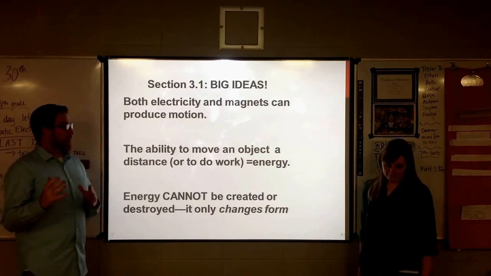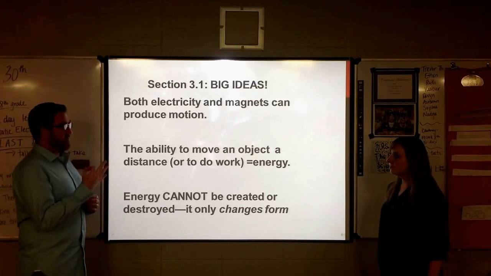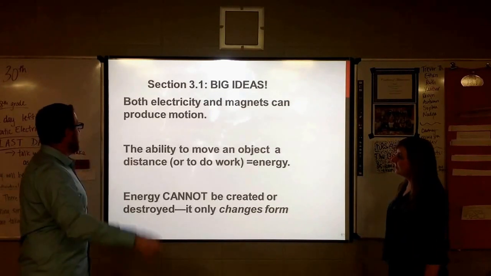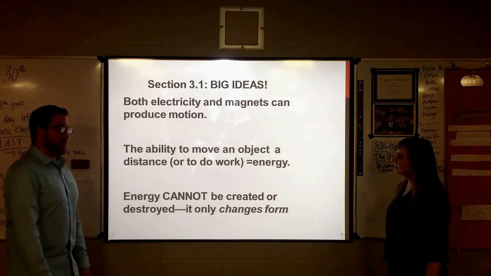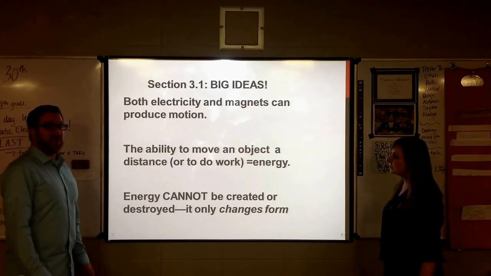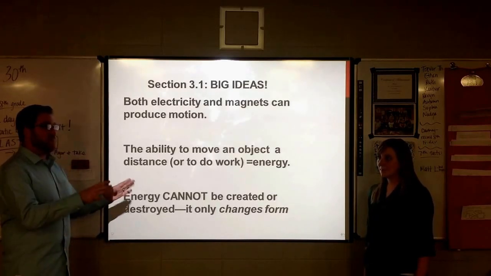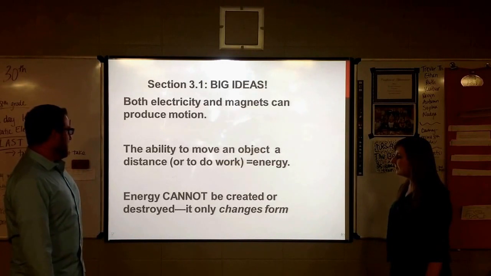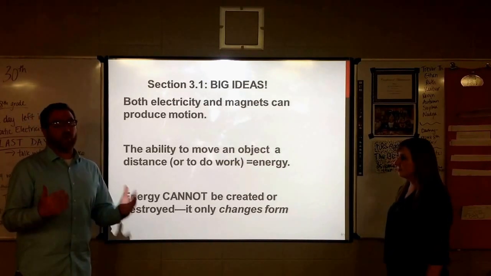Big ideas. We divided our information here into 4 parts. Big idea number 1: both electricity and magnets can produce motion. Again, for those of you that don't recall from 7th grade, motion equals movement. The ability to move an object a distance is energy. That is called doing work.